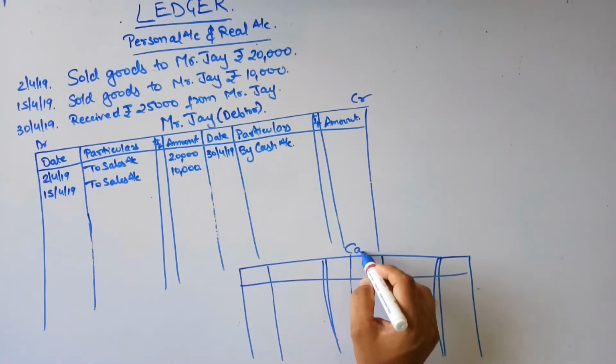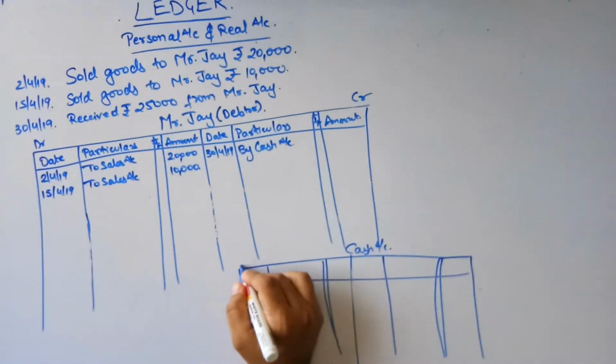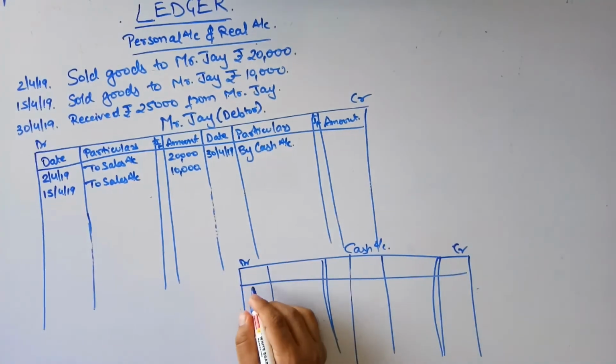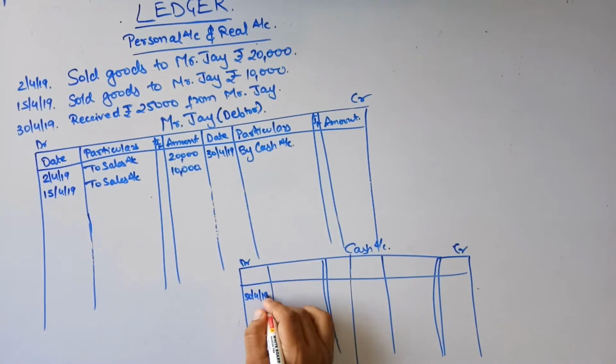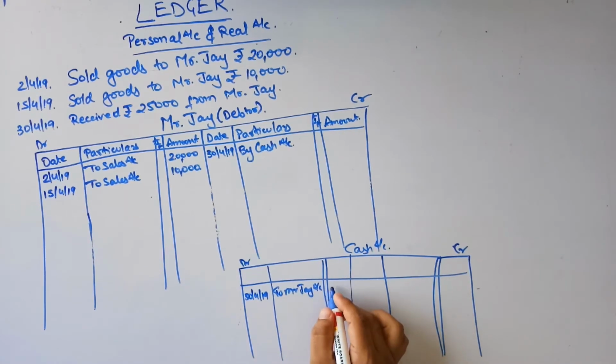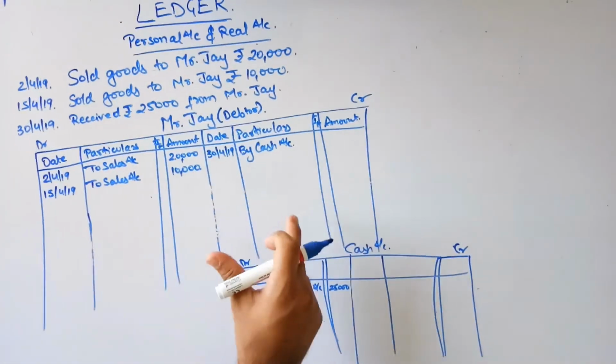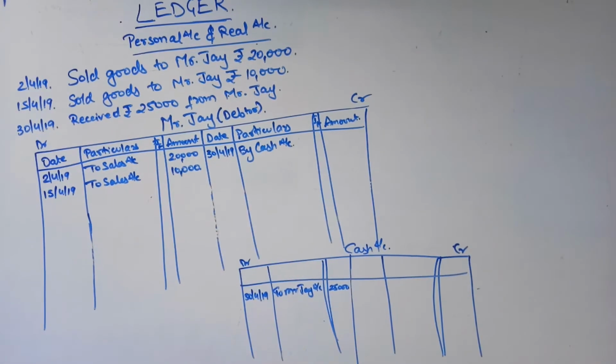See, if this is my cash account, what would have happened? What would be the entry? Received 25,000 from Mr. Jay. So what would be my entry? Cash account debit to Mr. Jay account. So in the cash account over here on the debit side, what would I have written on the 30th of April 19, to Mr. Jay's account? Guys, okay, how much? 25,000. Here I wrote on the debit side, cash account debit side to Mr. Jay. So Mr. Jay's account credit side I will write by cash, right? That is what you all need to understand.